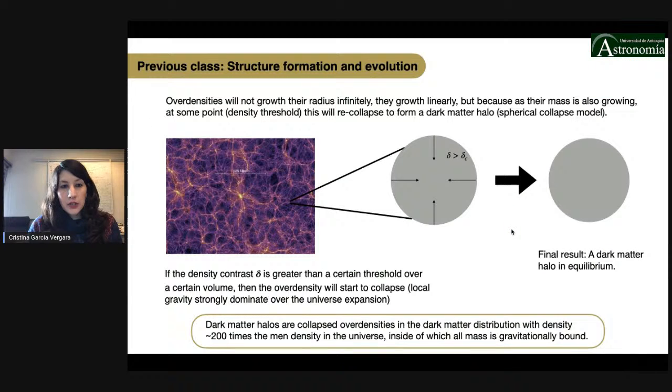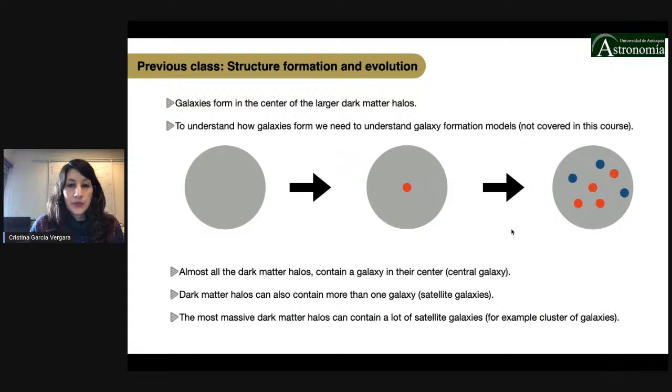Then I explained that at some point, matter overdensities start collapsing to form dark matter halos. And inside dark matter halos, galaxies can be formed. Normally we have at least one central galaxy in a dark matter halo, but we can also have satellite galaxies in the same dark matter halo. A very common example of this are clusters of galaxies, which contain several galaxies and a large amount of dark matter.